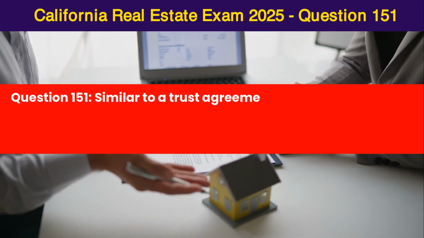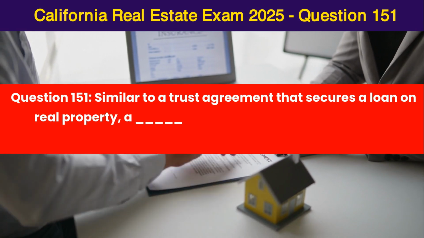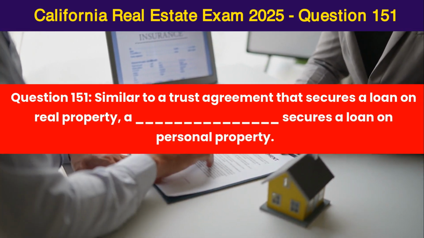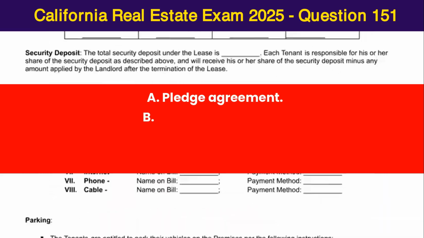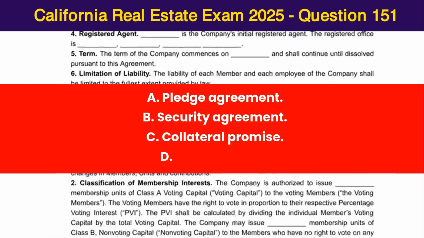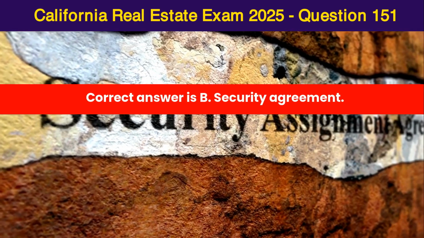Question 151. Similar to a trust agreement that secures a loan on real property, a blank secures a loan on personal property. A. Pledge agreement, B. Security agreement, C. Collateral promise, D. Chattel holder. Correct answer is B. Security agreement.